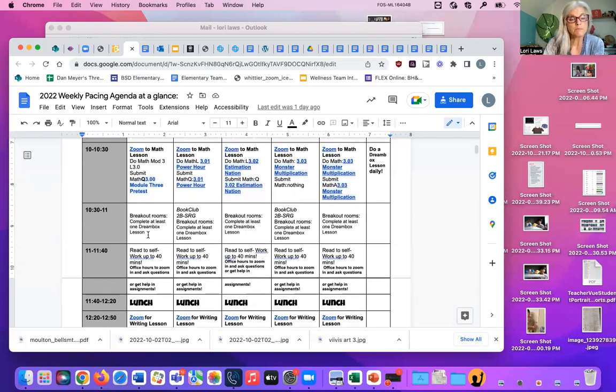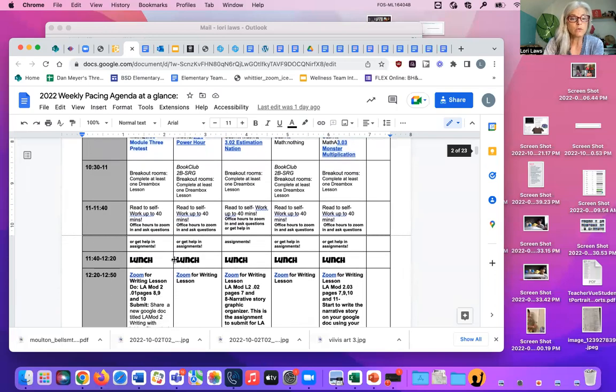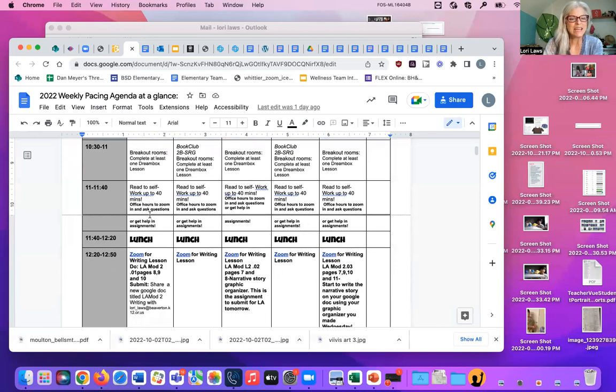Book clubs. Tomorrow, we have the B groups. So I'll meet with 2B in the morning at 10:30 on Tuesday and Thursday this week. The rest of the group, when I do that, we'll be working on a Dreambox lesson every day, trying to get at least 5, better to have 7 done a week. And then reading to self, making sure you're getting reading done for your book club.